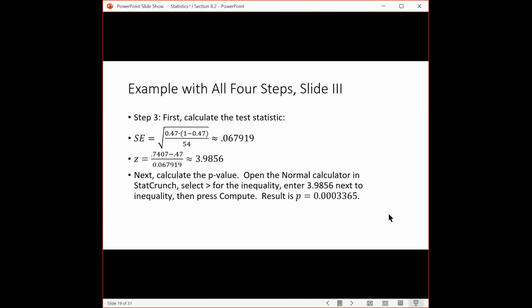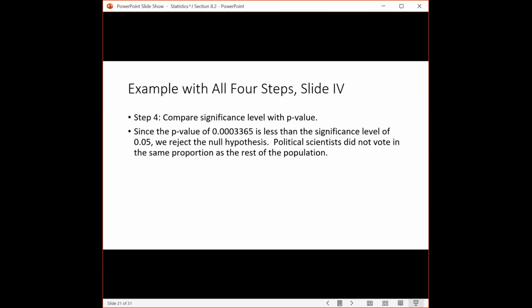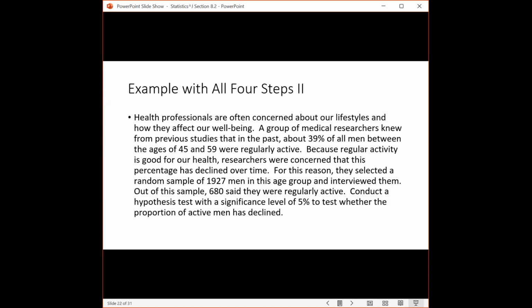I just want to keep reiterating that is how hypothesis tests work: you assume the null hypothesis is true, then you do an experiment, and if the probability is small, then that suggests that your assumption that the null hypothesis was true is what's wrong. So we reject the null hypothesis, and that suggests that the political scientists do not vote in the same proportion as the rest of the population, that they do vote at a higher percentage. All right, so that is the first example.